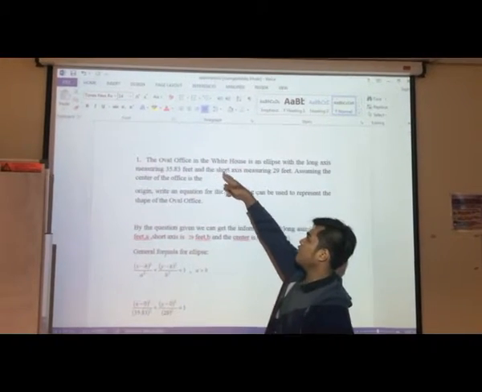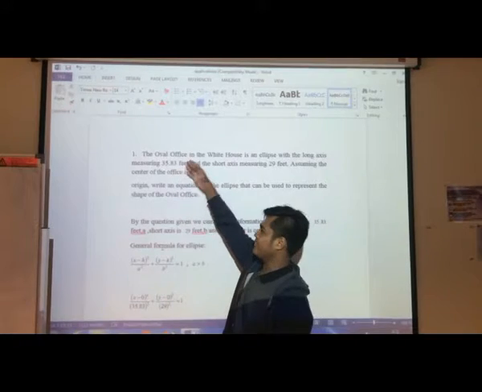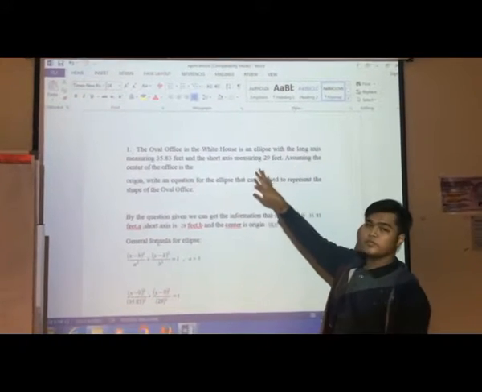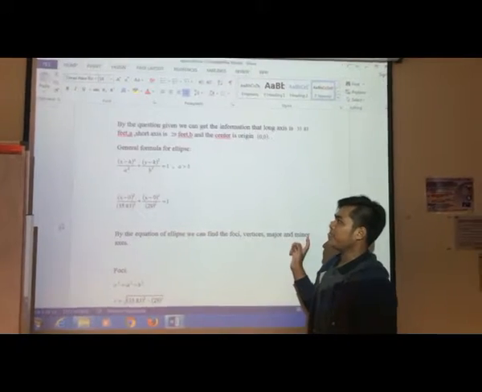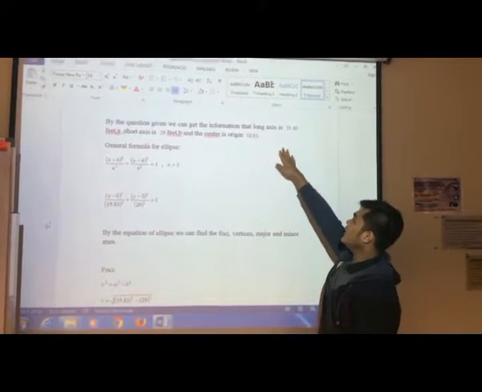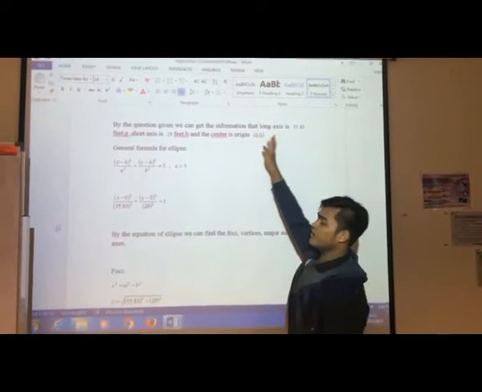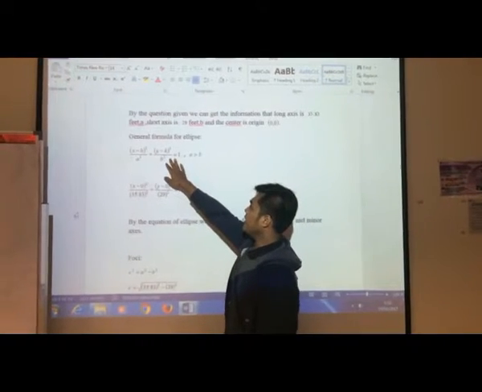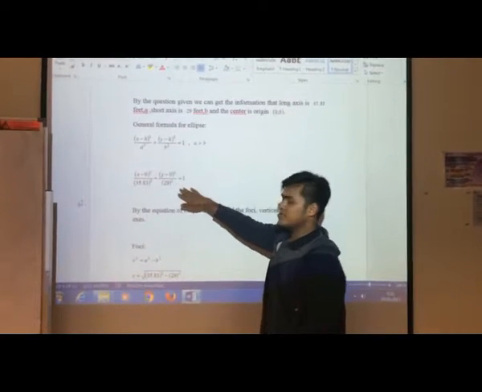In the Oval Office in the White House, the ellipse's long axis measures 35.83 feet and the short axis 29 feet. We assume that the center of the office is the origin. From the equation given, we already know that the long axis is 35.83 feet, the short axis is 29 feet. So we already know the a and b, and the center is the origin (0, 0). So we substitute in the standard formula of ellipse, and we get the standard equation.